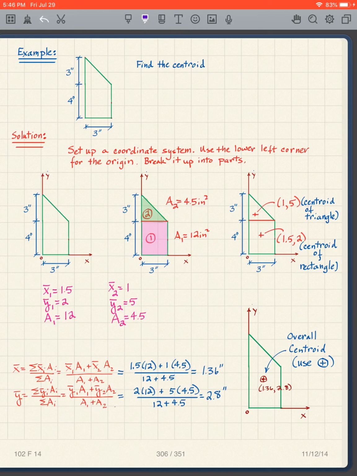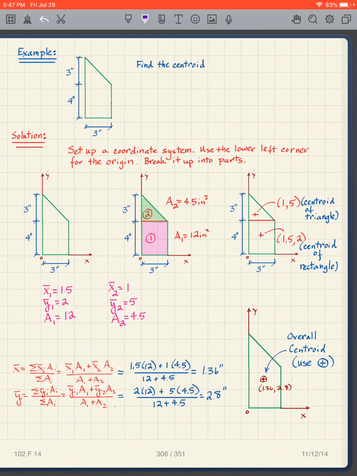Then I can plug into my equation, which is the sum of the x bar i Ai over the sum of the Ai, and the sum of the y bar i Ai over the sum of the Ai. So how do I translate that? Well, the numerator for x is x bar 1 A1 plus x bar 2 A2. The numerator for y is y bar 1 A1 plus y bar 2 A2. And the denominator is A1 plus A2, the sum of the A's. And then I just plug everything in.